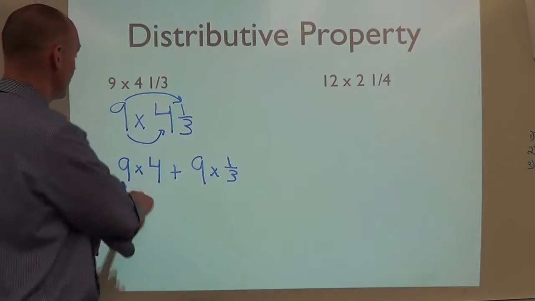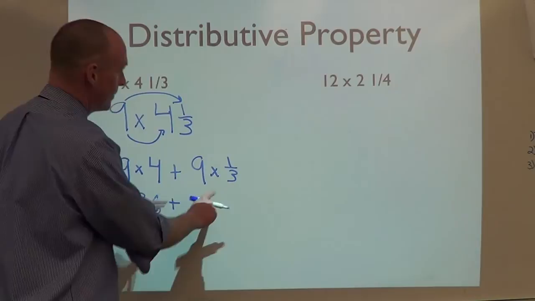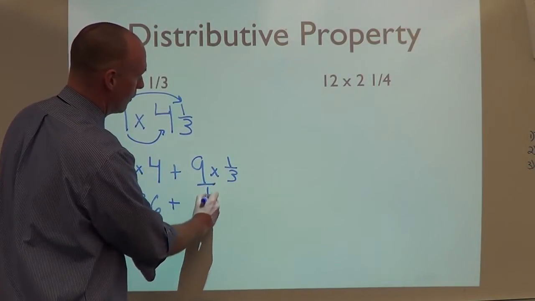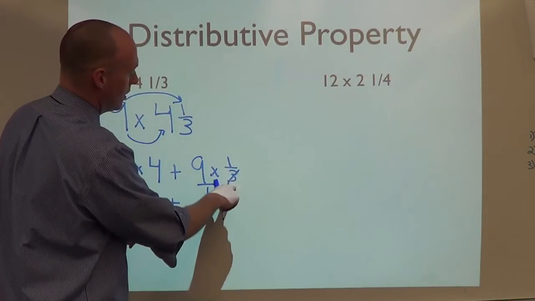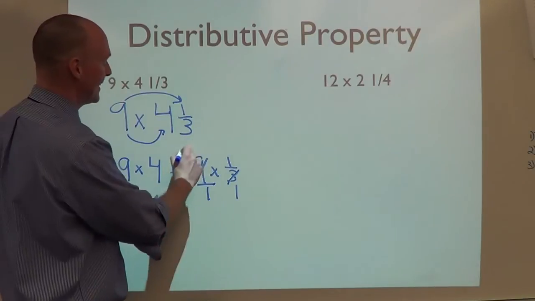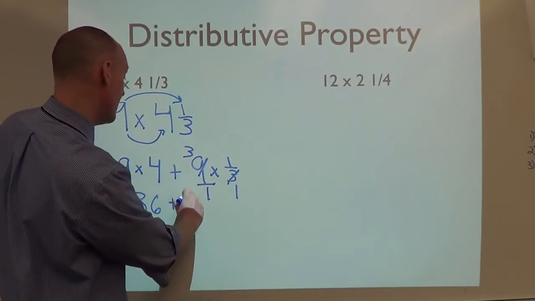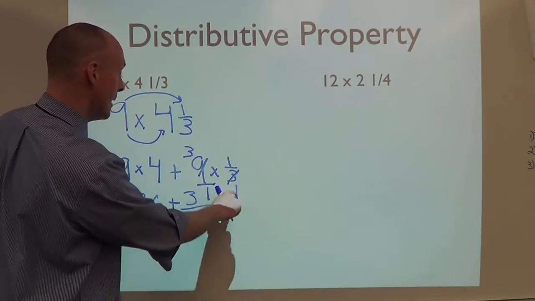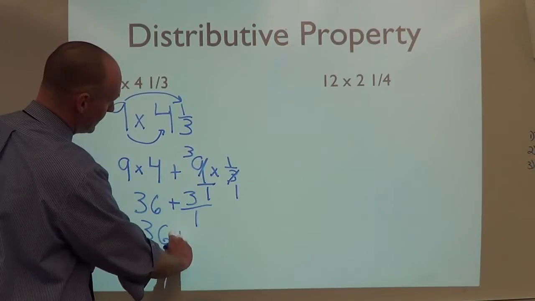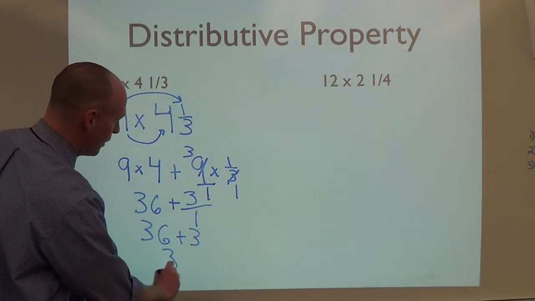Let's do the multiplication. 9 times 4 is 36 plus 9 times 1/3. I just put my 9 over 1. 3 goes into 3 one time. 3 goes into 9 3 times. 3 times 1 is 3. 1 times 1 is 1, so it's really 36 plus 3. And 36 plus 3 is 39.